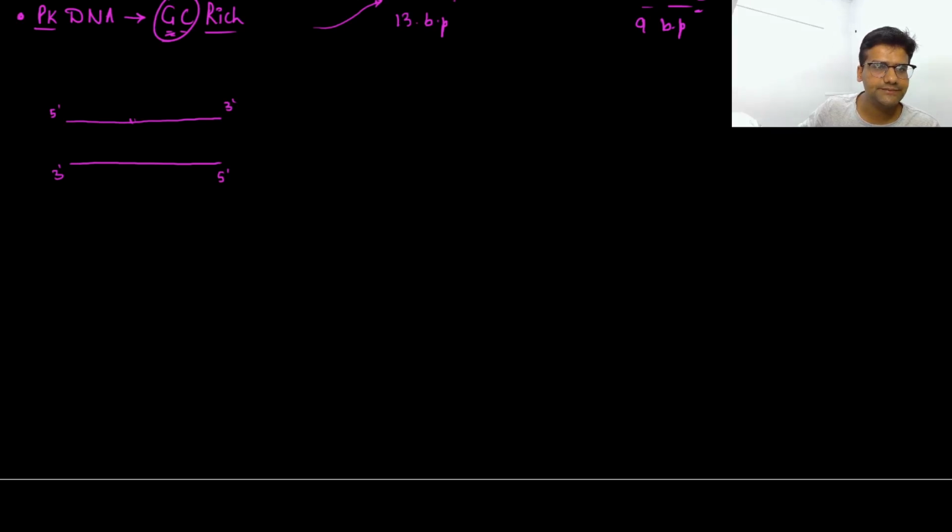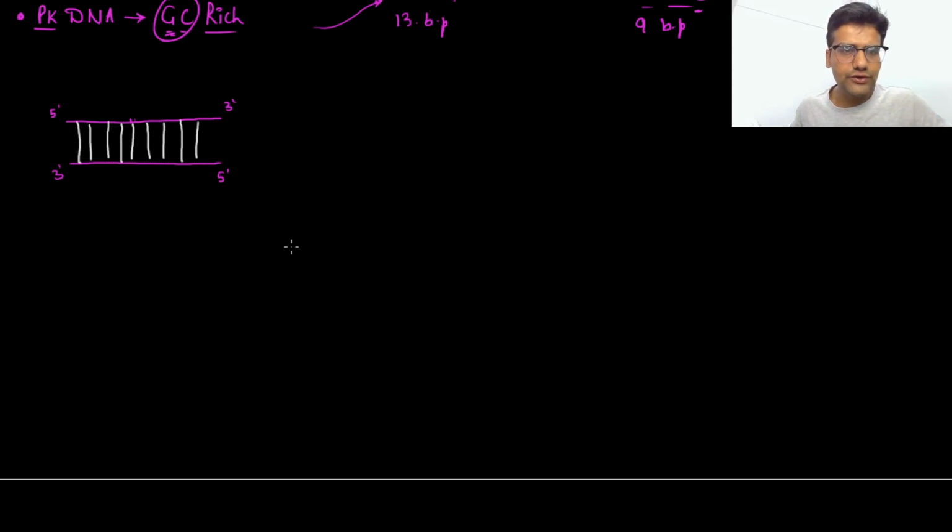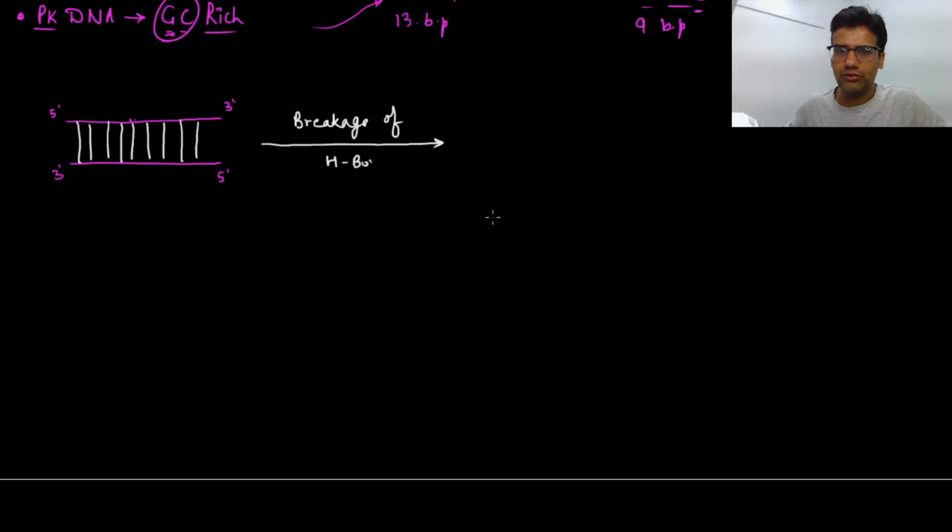These two strands of the DNA are basically connected to each other by hydrogen bonding. These white lines I am drawing represent the hydrogen bonds between the two strands of the DNA. In order to start the process of replication, we have to break these hydrogen bonds. So we need breakage of the hydrogen bond. In order to break one hydrogen bond, we need 2 ATP.